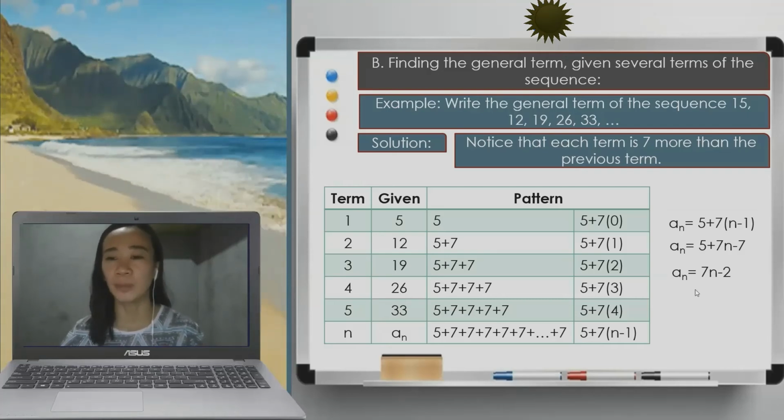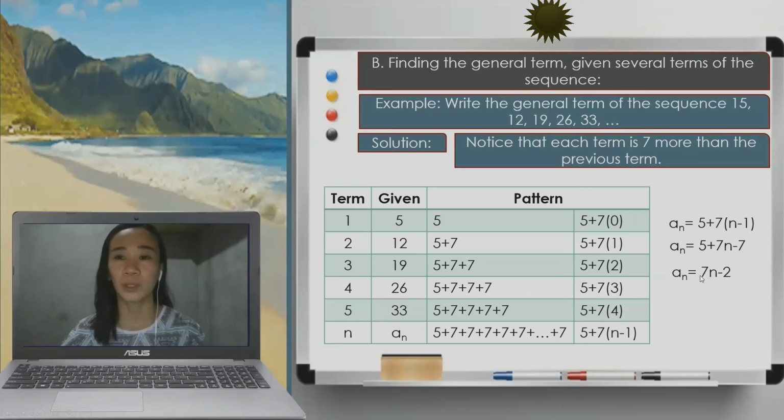It means for us to be able to find, for example, the 100th term, then we will use a sub 100 is equal to 7 times 100 minus 2.